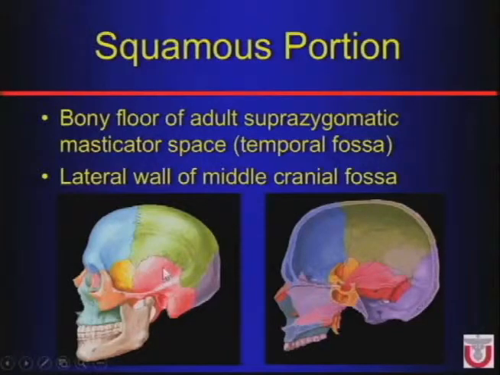So here in pink, that's the lateral part of the suprazygomatic masticator space. Remember that masticator space has an infratemporal fossa or nasopharyngeal portion that's below the zygomatic arch, and then it has the temporal fossa or suprazygomatic part that goes up over the lateral skull. And here on the inside of the skull we see that lateral portion right there. So that's the squamous portion of the temporal bone.